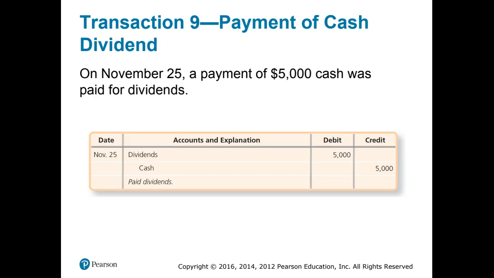On November 25th, a payment of $5,000 cash was paid for dividends. So we're going to debit dividends for $5,000, credit cash for $5,000, and our note is that we paid dividends.